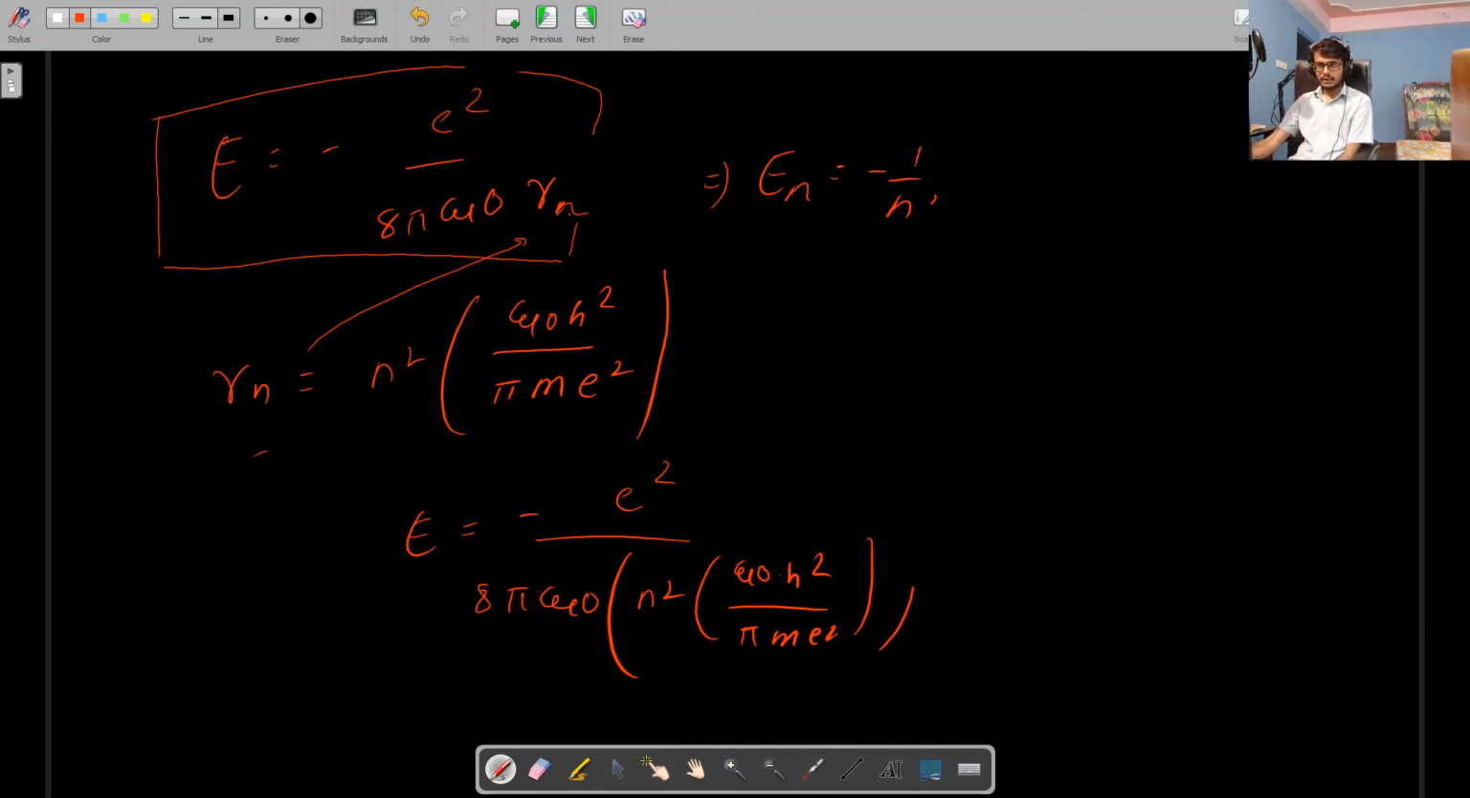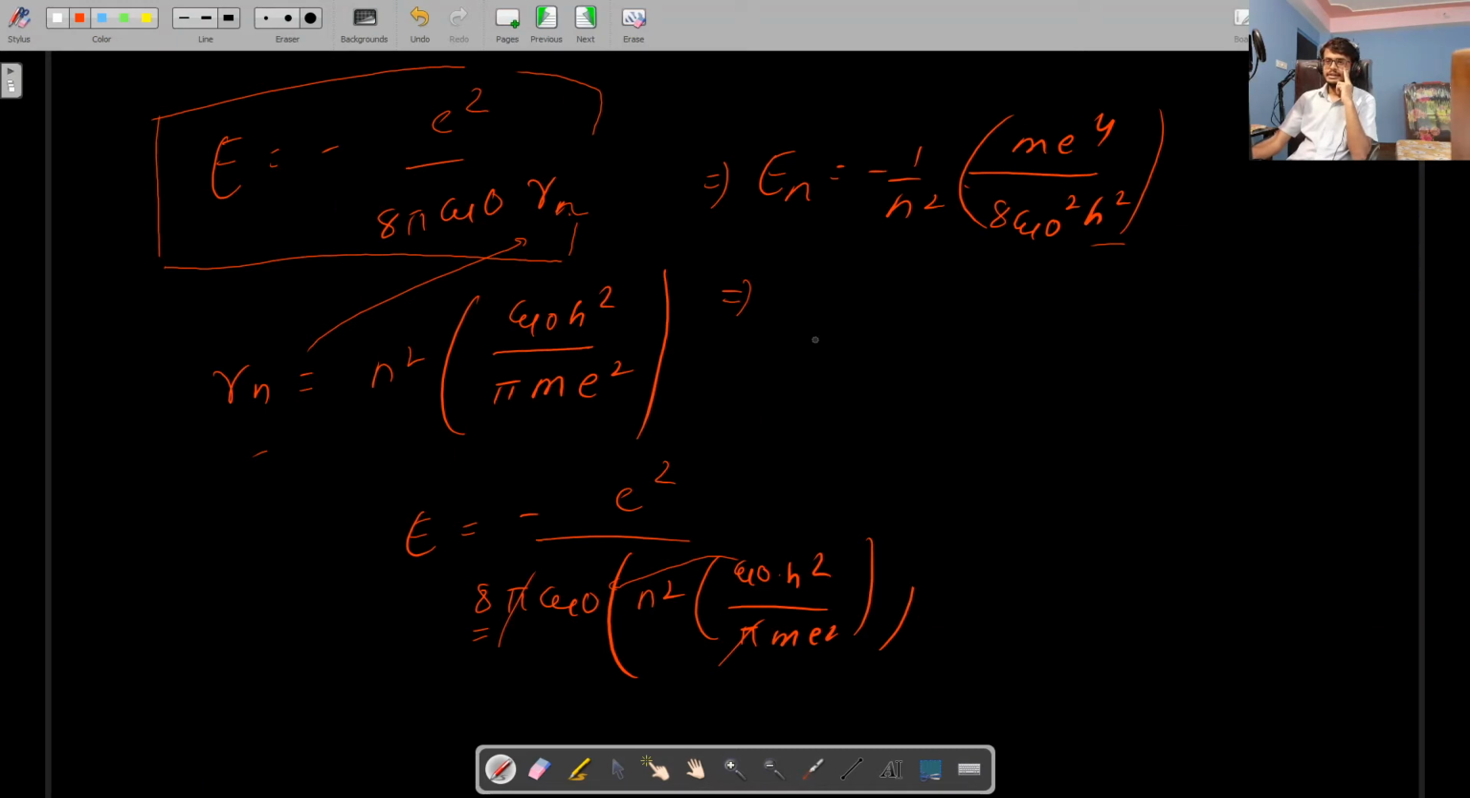En will be negative of 1 by n squared, m e to the power 4 divided by 8 epsilon naught squared h squared. This is not there in the syllabus, but still it's very interesting. So, the energy of an nth orbit. When we cross multiply and take it to the numerator, pi will cancel off, epsilon naught will multiply and form epsilon naught squared. This h squared will stay in the denominator itself. 8 will also stay in the denominator. N squared will also stay in the denominator, right? So m e squared will go to the numerator. So m will go up, m into e squared into e squared is e to the power 4. So this is the formula of En, right?